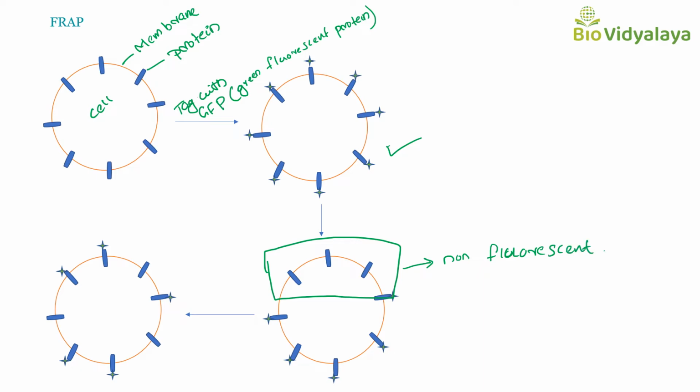So this is the second step and this is the first step. The second step is bleaching a specific area of the membrane with a laser beam so that area becomes non-fluorescent, and this process is known as photobleaching, with the help of a laser beam.